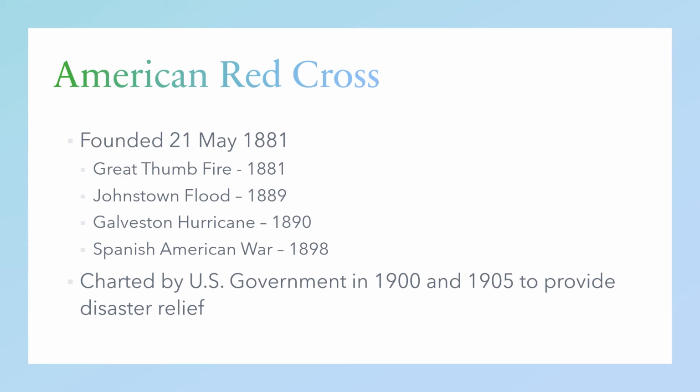And so this is an example of an evolutionary process at work, where the Red Cross, being relatively new, stepped in to help out in these early issues: the Great Thumb fire, the Johnstown flood, the Galveston hurricane, and the Spanish-American War. Your book goes into more detail on those things. So that by 1900, and then again in 1905, they were chartered by the government to provide disaster relief. So again, they started out small, did well, and then the government said, gee, you've got resources that we don't have. And so 120 years ago, they were first chartered to have that role.